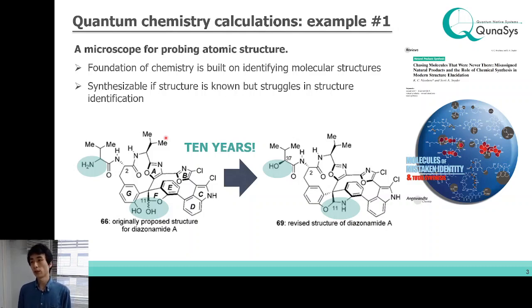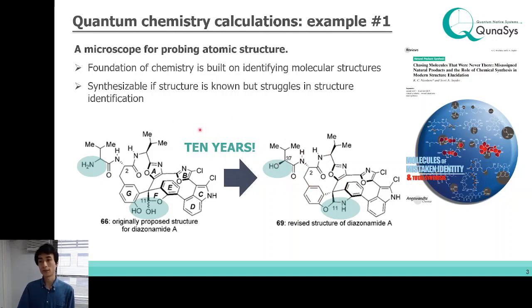This is because the foundation of chemistry is built on identifying molecular structures, but this task is very difficult. For example, there have been many misassignments of these molecular structures, and there's a review paper on this subject. For example, this molecule was thought to have this structure for 10 years, but after the 10 years it was claimed that this other structure was the true form of this molecule.